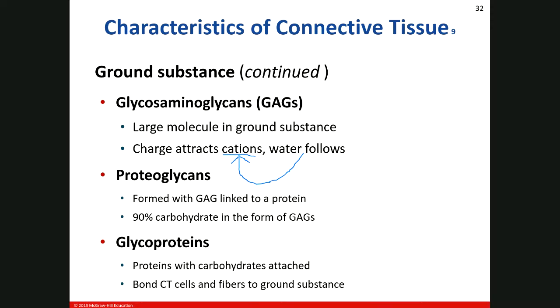The other one here is the proteoglycans. This is a molecule with protein and carbohydrates that will attach onto the glycosaminoglycans and allow for the configuration of the ground substance. And the final one, we already talked about the glycoproteins when we were talking about proteins earlier. It's a protein molecule with a carbohydrate attached to it, but it allows your protein fibers and the connective tissue cells to bond onto the ground substance.